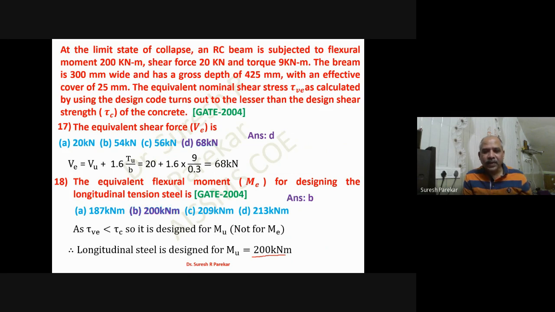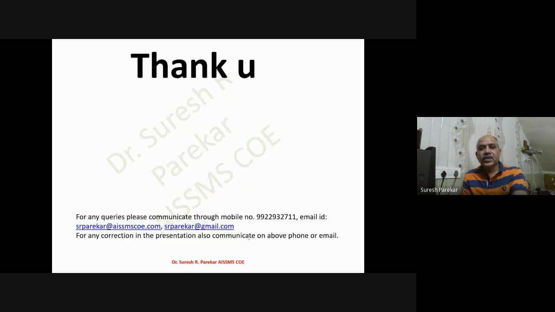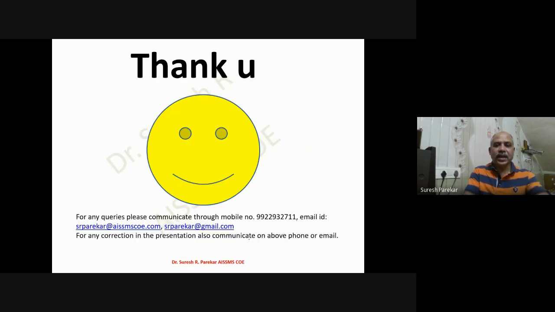So now here, you have to calculate Me, the formula for which is given in IS 456:2000, which I have not calculated, and it is designed as tau v less than tau c, and therefore we are not designing for Me, we are going to design it for Mu. So these are the questions which are related to your reinforced concrete, and this will complete your reinforced concrete part.